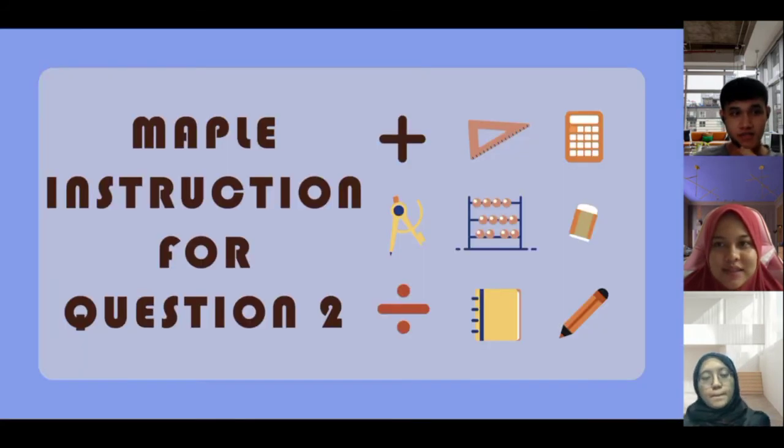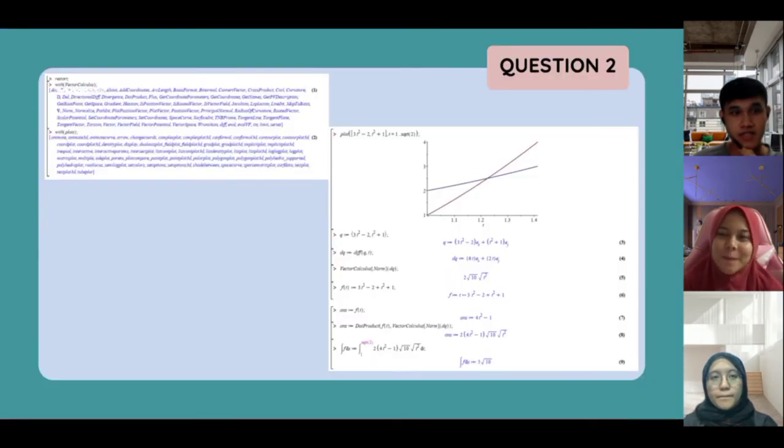For the Maple calculation for question 2, first, as always, we need to start with restart, then with(VectorCalculus), and with(plots) semicolon. If we want to see the graph for q(t), we can write it as plot([3t squared minus 2, t squared plus 1], t = 1 until square root 2), semicolon. And we can see the 2D graph.